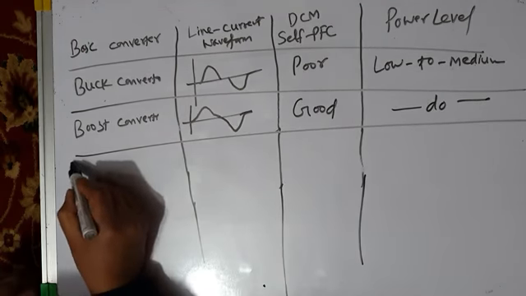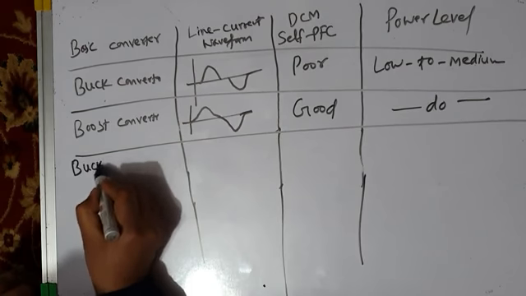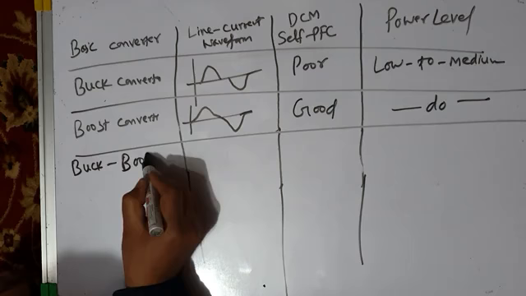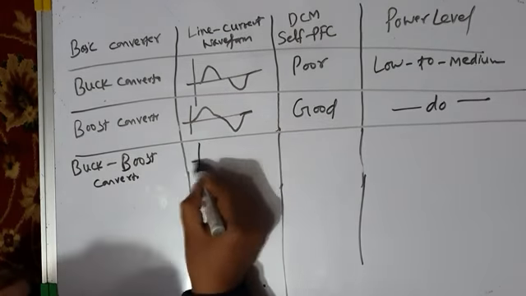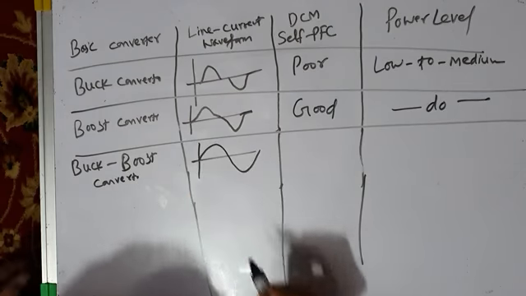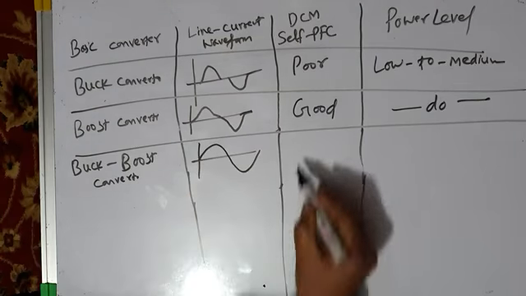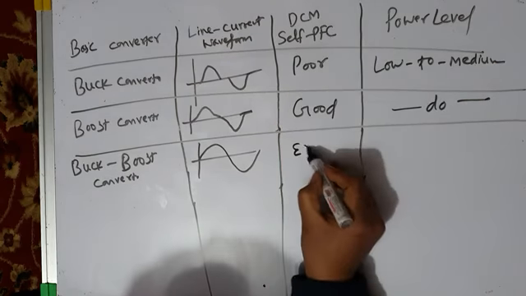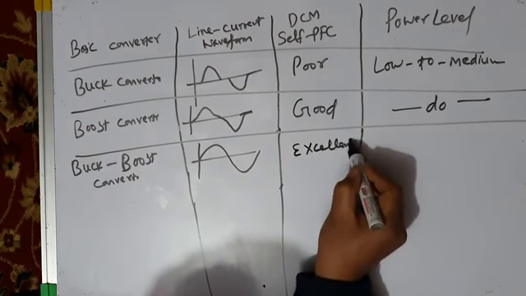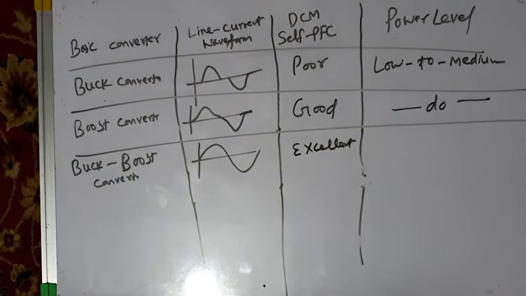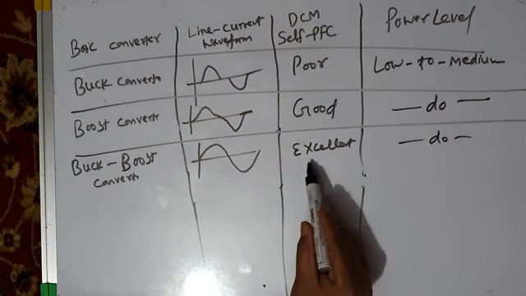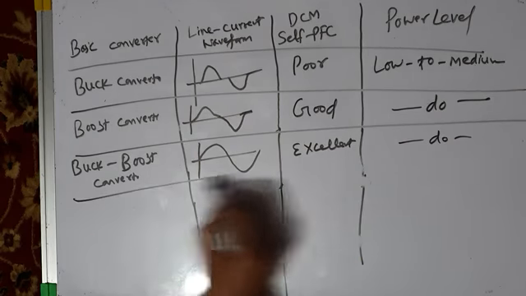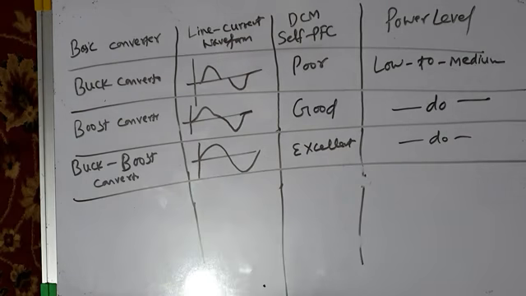Third is the buck boost converter. Its line current waveform is excellent, purely sinusoidal, in presence of a filter, of course. And its DCM self PFC is excellent. Its power level is also low to medium, but I told you the problem with it: it gives negative output voltage. That's why its application is limited.